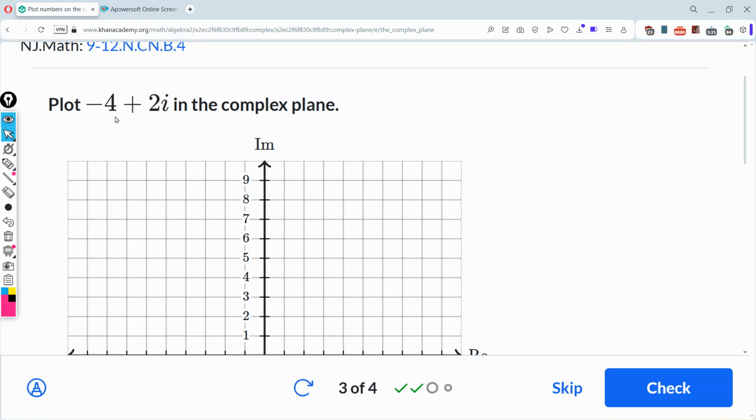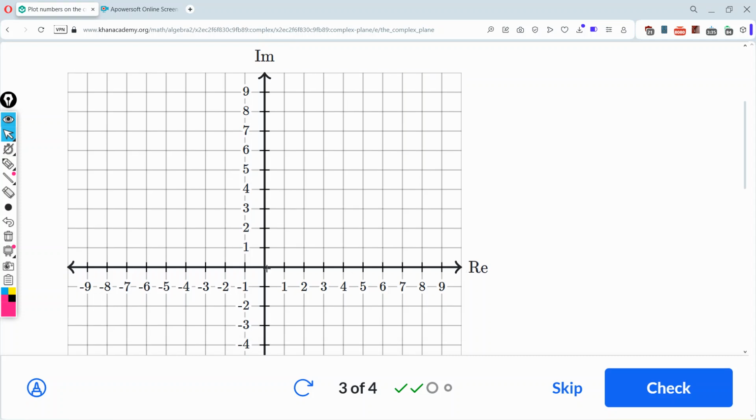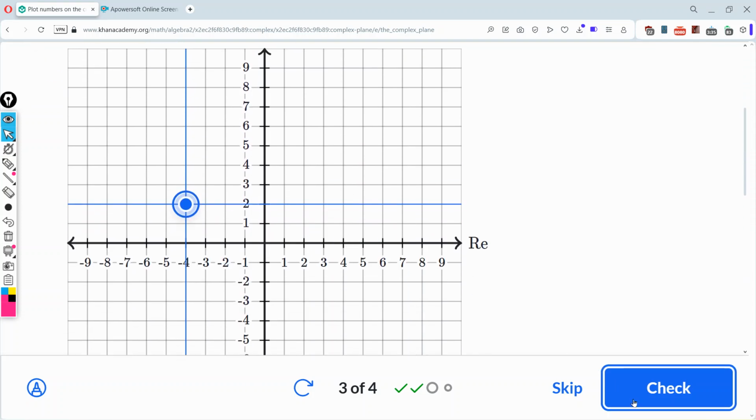All right, the real part is -4. The imaginary part is +2. So on the real axis, I'll go to -4. And then on the imaginary axis, I'll go to +2. So they meet right there. The real part is -4, the imaginary part is +2. It's the same thing as x and y coordinates.